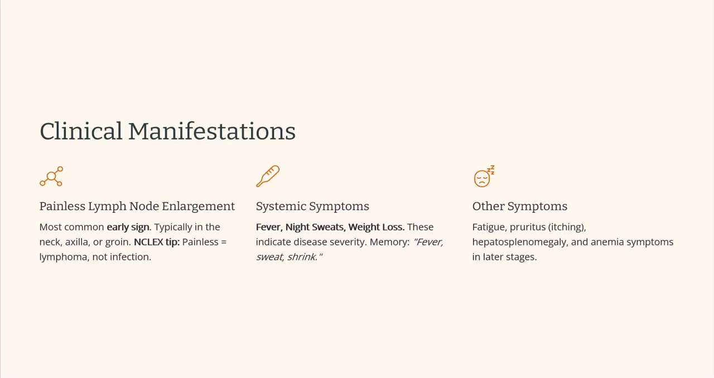Other things we'll look for are systemic symptoms, also known as B symptoms. They include fever, night sweats, and weight loss. Finally, some other symptoms that we could watch for include fatigue, pruritus, hepatosplenomegaly, and anemia symptoms later in the disease.